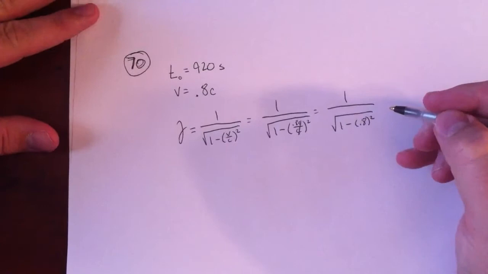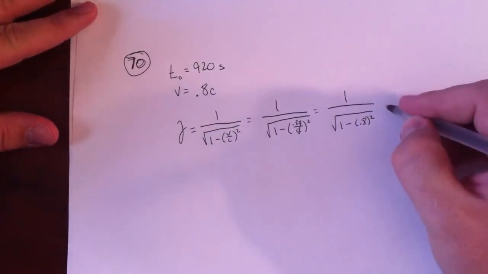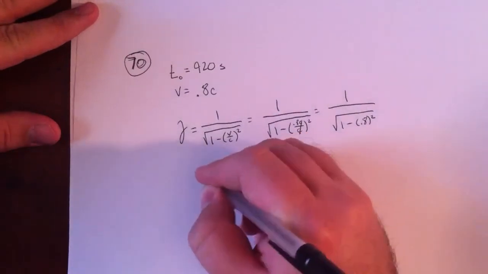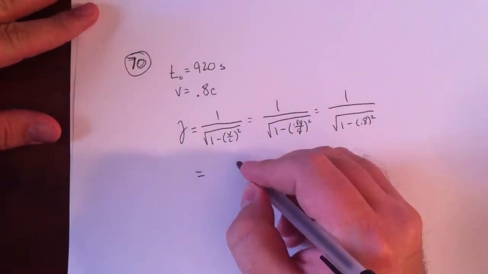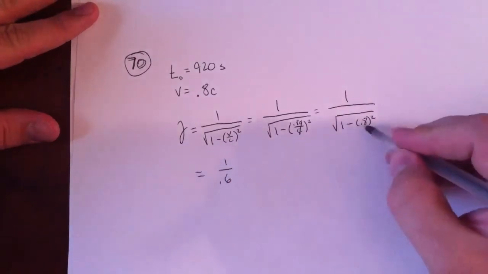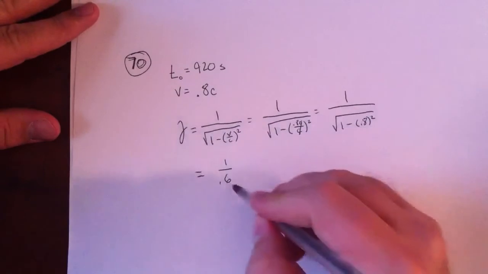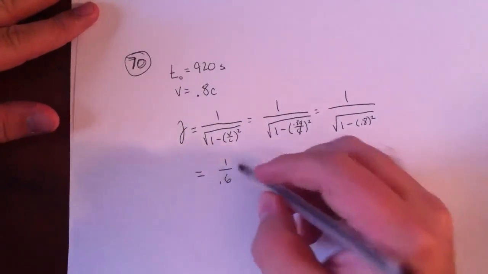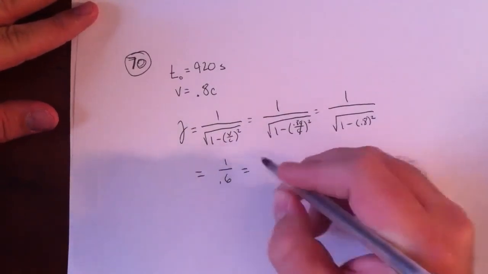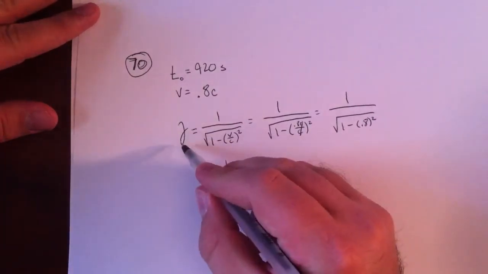When you go ahead and solve this out, let me write it down here so you can see, you'll get 1 over 0.6. When you just square the 0.8, take 1 minus that square root, you get 0.6. 1 divided by 0.6 is 1.67. So that's our gamma factor.